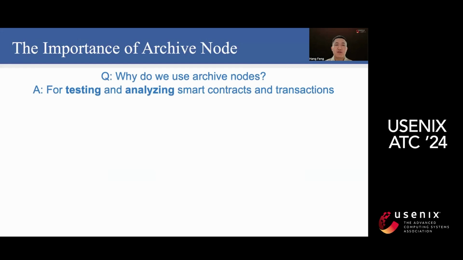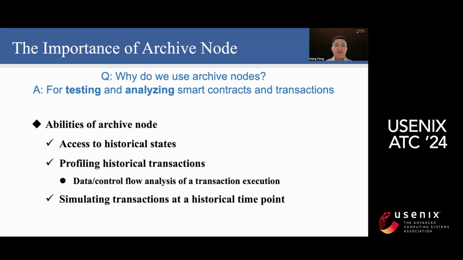Although consuming more storage, archive node is becoming more and more important within the current Ethereum ecosystem because it can be used for testing and analyzing smart contracts and transactions. Archive node grants access to historical states. Based on this rich information, users can profile historical transactions, such as analyze the data flow and control flow of a transaction execution. Besides, users can also simulate transactions at a historical time point for analyzing and testing.